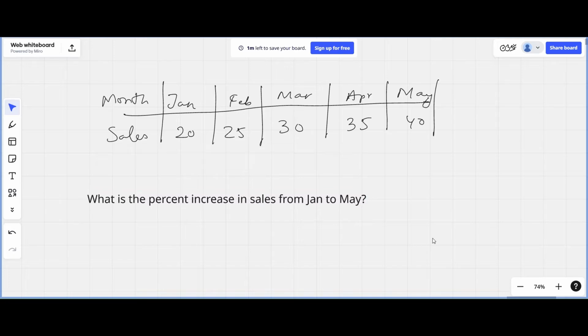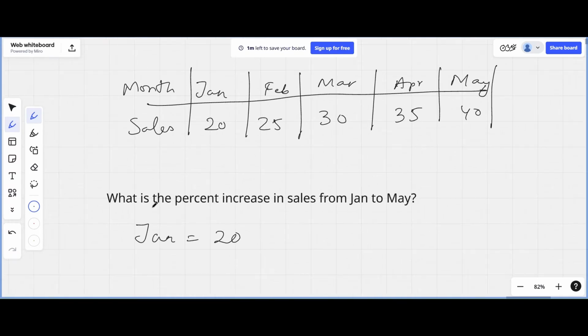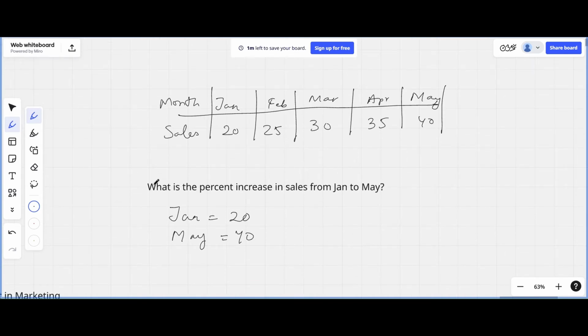First you have to see how much was it in January. January equal to 20. Then how much in May? May equal to 40. You will find the difference, because they are asking for percentage increase. So 40 minus 20 equal to 20. So the difference is 20.